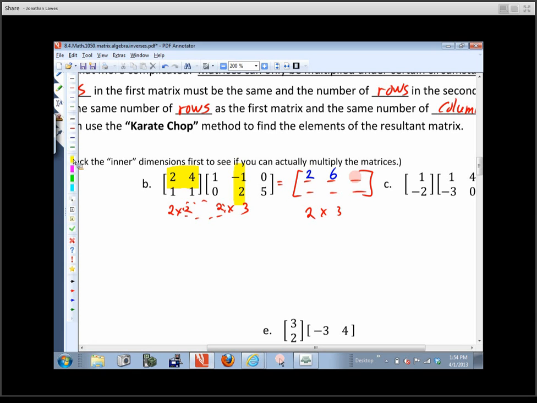Okay, where is this one? First row, third column. So let's take the first row and let's karate chop it with the third column. So the 2 and the 0, the 4 and the 5. And what do I put here? I put a 20 there. Okay. Got it?